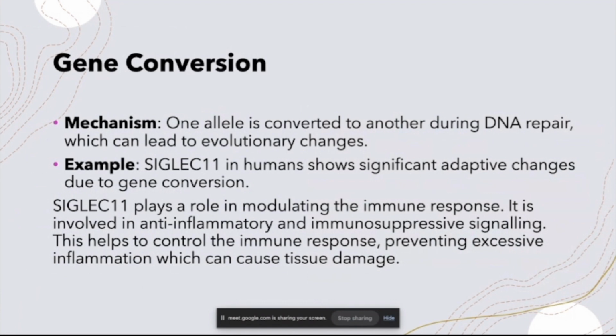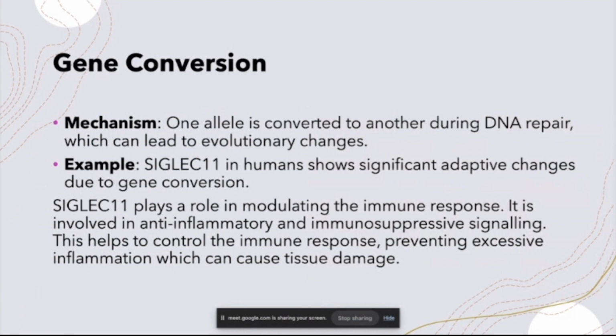Okay, so now gene conversion. One allele is normally converted to another in DNA repair, and this can cause evolutionary changes. An example of this is the SIGLEC11 gene, which is found in humans. This gene is important for controlling our immune response, which is our body's reaction to, for example, a pathogen or an allergen invading and coming into our body.